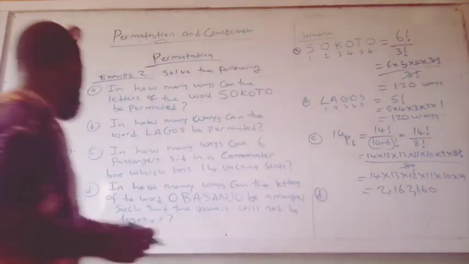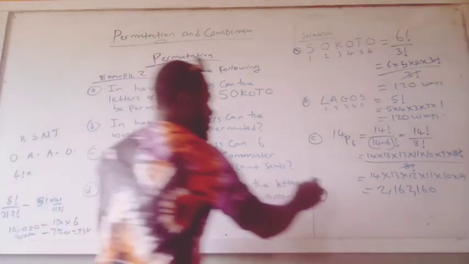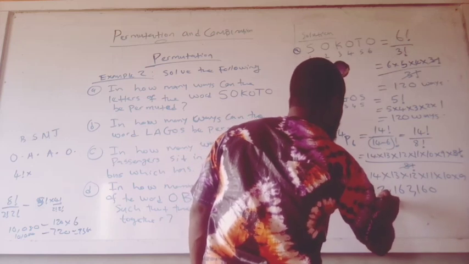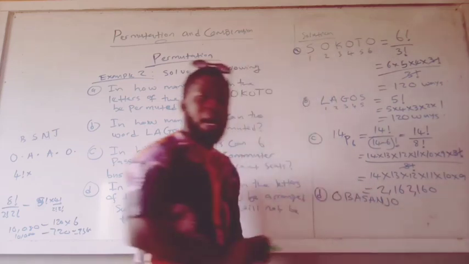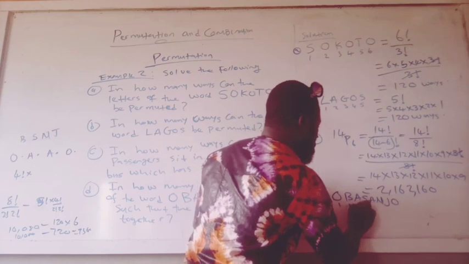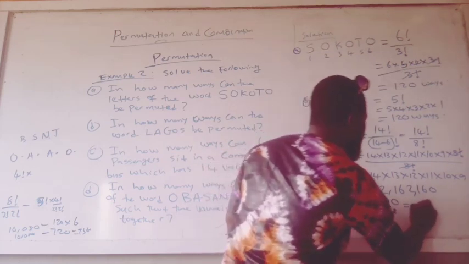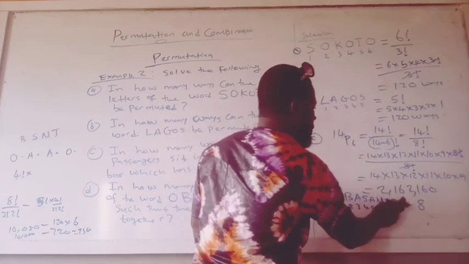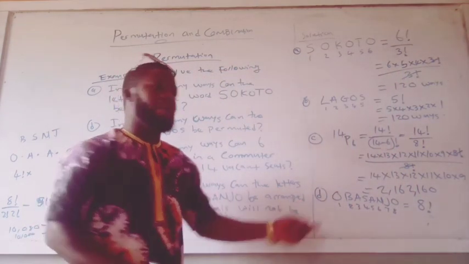So the D part is talking about in how many ways can the letters of the word Obasanjo be arranged. We write Obasanjo out. Just like I said, you count the letters: 1, 2, 3, 4, 5, 6, 7, 8. That's 8 factorial. Then you count the number of letters that are repeating themselves.